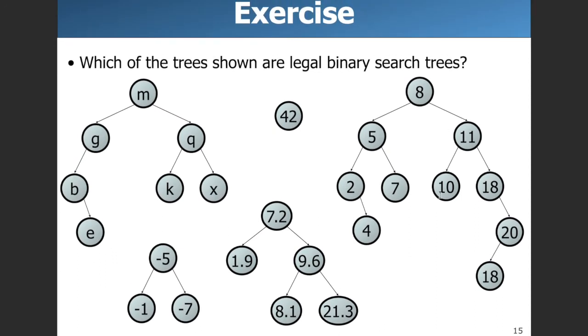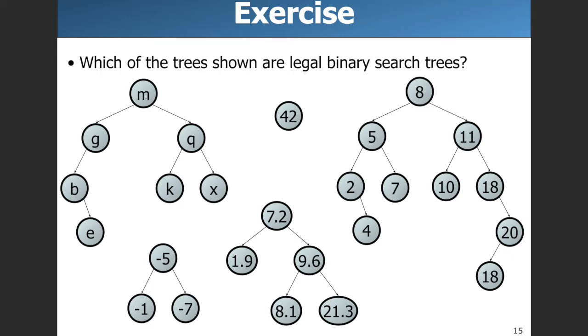Let's take a look at some exercises here. Which of the trees shown are legal binary search trees? Do you remember the property of binary search trees? As you noticed, a binary search tree can hold any data type. Here we have chars. Of course, it can be strings. We can see doubles here. We can see negative integers, but still integers, right? And integers again. So let's start with this tree.